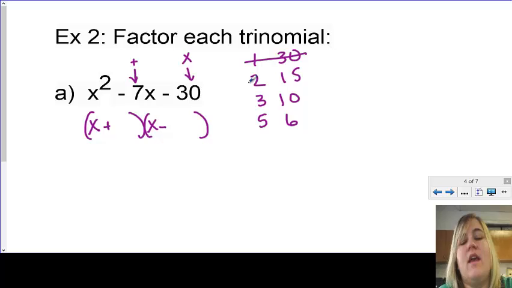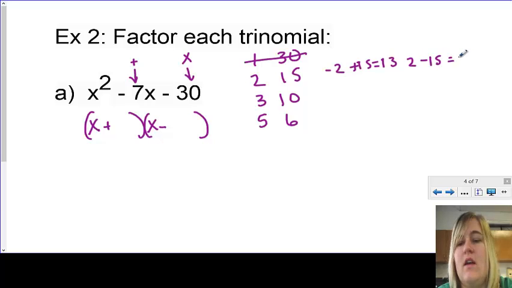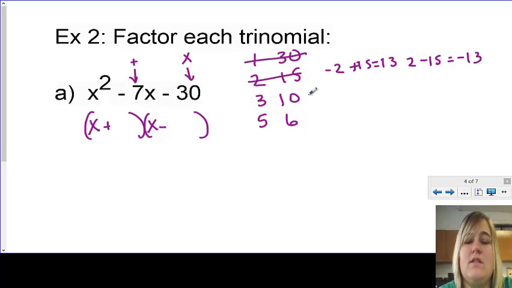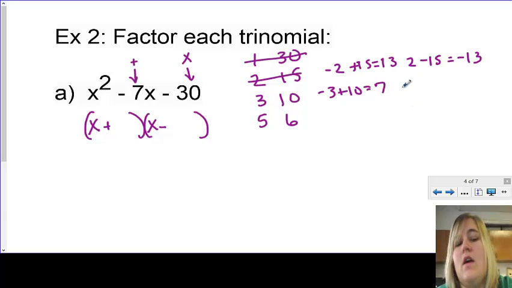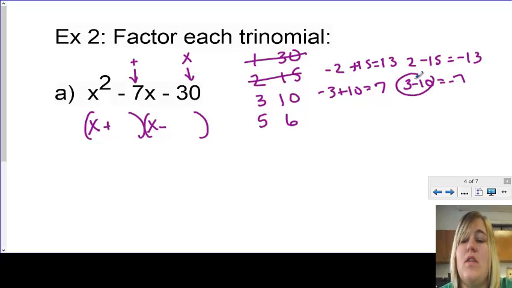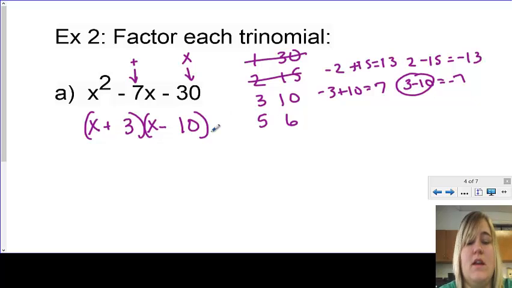If I had negative 2 plus 15, I'll write them out here. Negative 2 plus 15 gives me 13. If I had 2 minus 15, that gives me negative 13, so that one doesn't work. This one, if I have negative 3 plus 10, that gives me 7, which I need a negative 7, so let's see if I switch my signs. 3 minus 10 gives me negative 7. So this is the one that I need, and the 3 here was positive, and my 10 was negative.